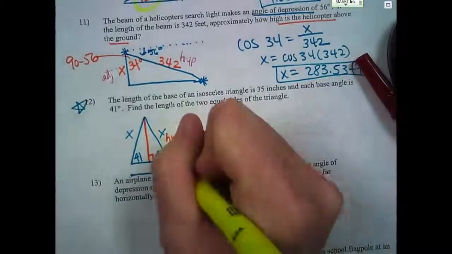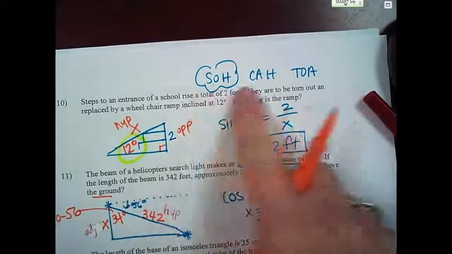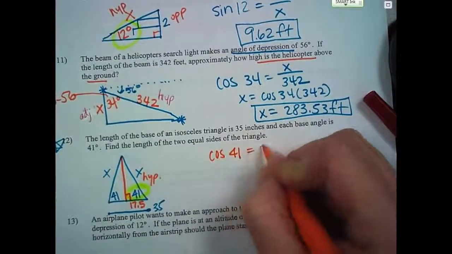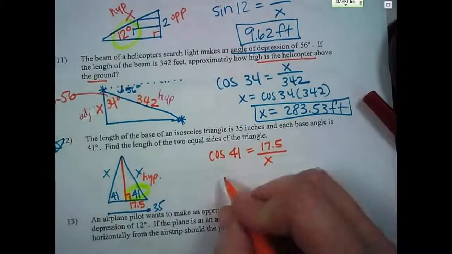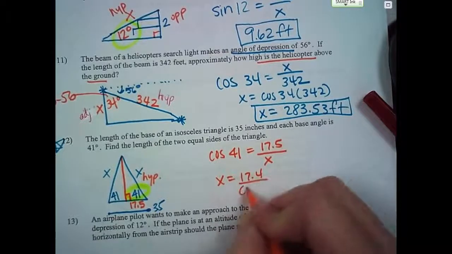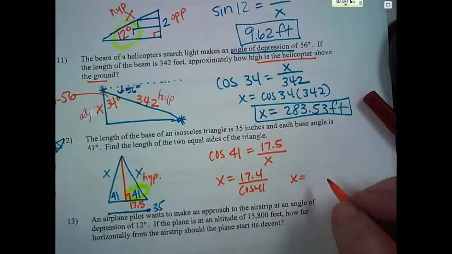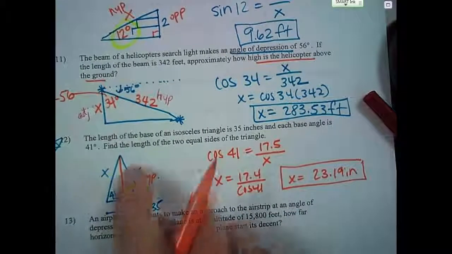So I've got my angle. Is 17.5 adjacent or opposite of the angle? It's beside. So I have adjacent and hypotenuse. Which of these use adjacent and hypotenuse? Cosine. So cosine of my 41 degrees equals my adjacent value over my missing hypotenuse. When x is in the bottom, you divide. So 17.5 divided by cosine of 41. So you get 23.19 inches. That's the distance of the height of the triangle. Not the height, I'm sorry, the side.